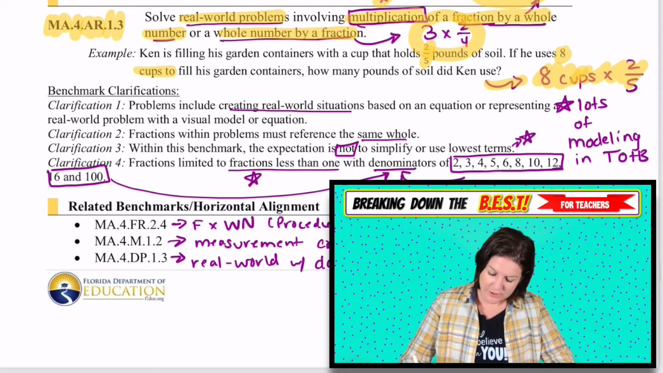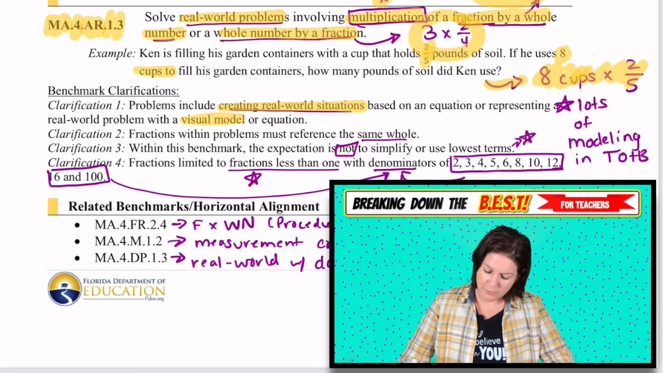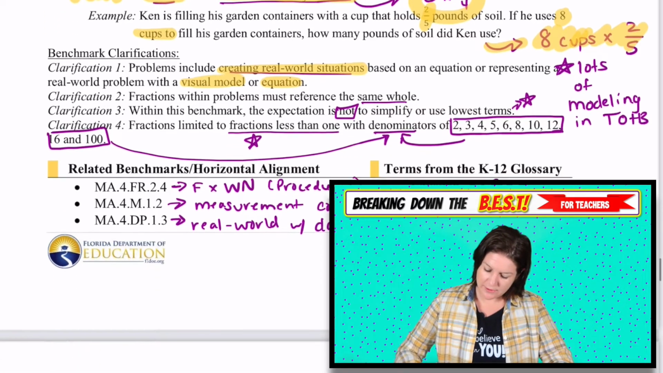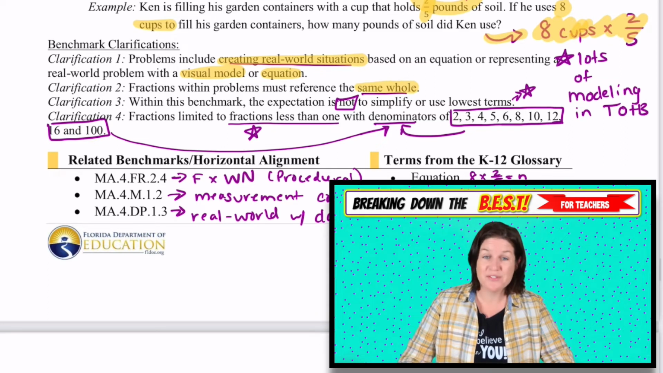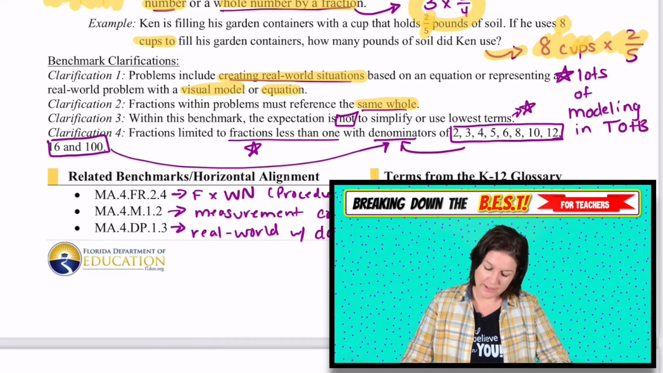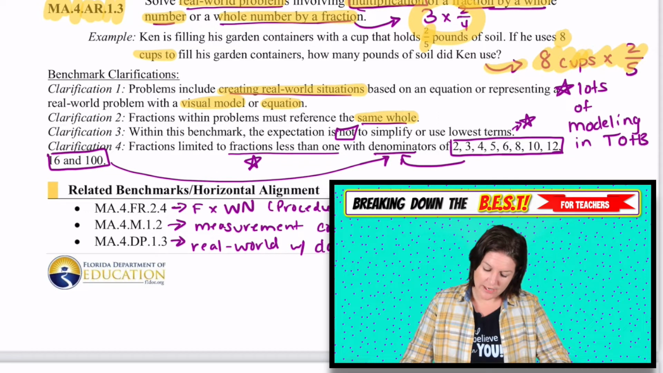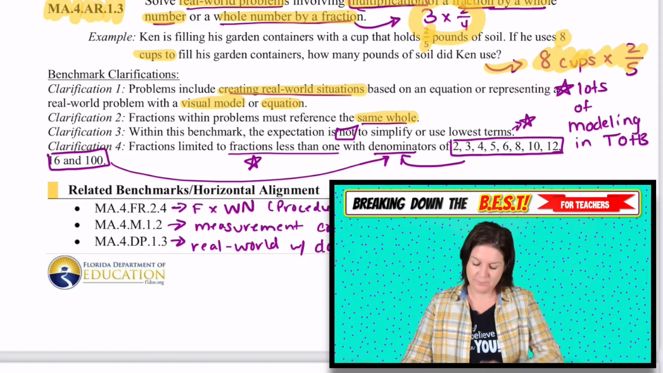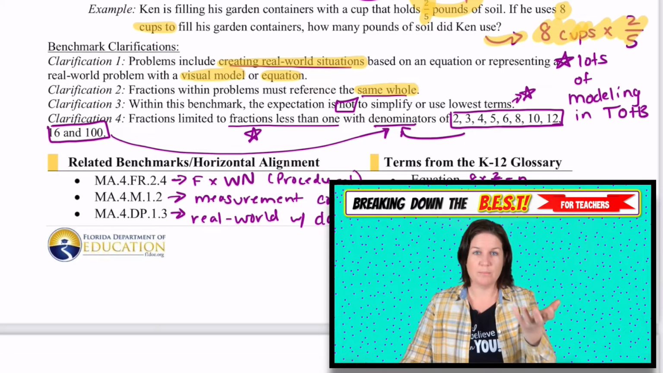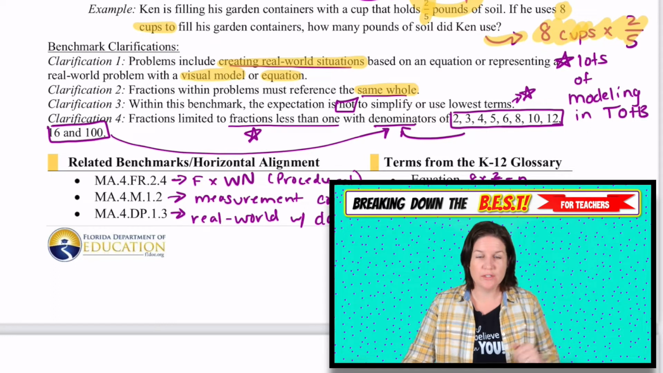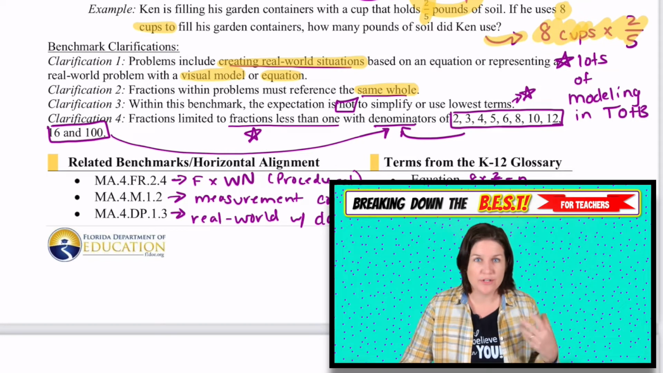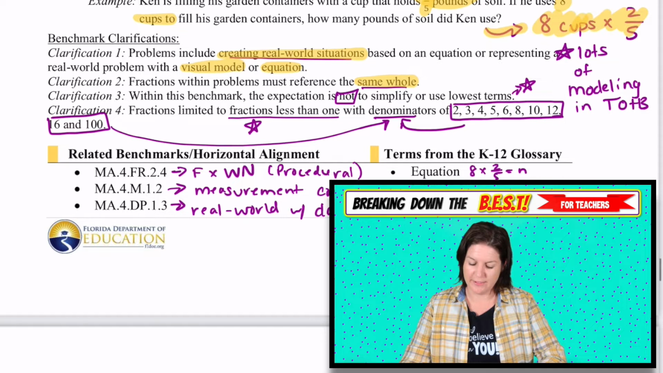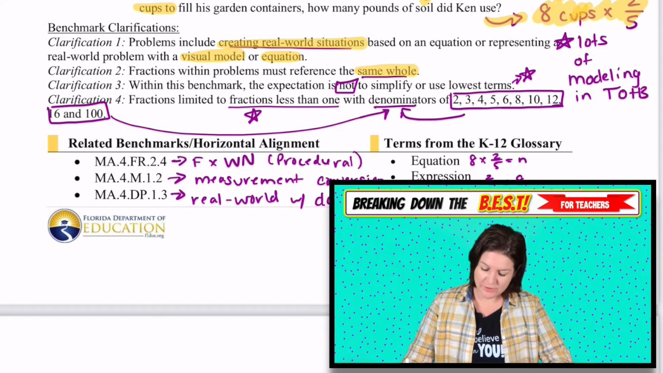Let's look at some clarifications. We need to make sure our students' problems include creating real-world situations, using models and equations, and to make sure our fractions represent the same whole. Meaning in the example above, if we're using 8 cups that hold 2/5 pounds, that whole needs to stay the same. The pound needs to stay the same. We can't just switch it in the standard to ounces or anything like that. This isn't a conversion of measurement like that. Not for this one, but there is another standard with that.